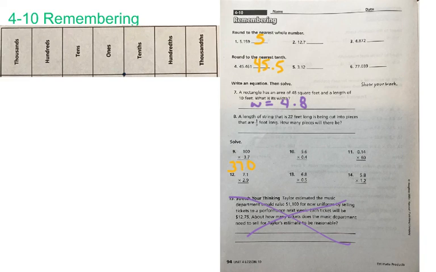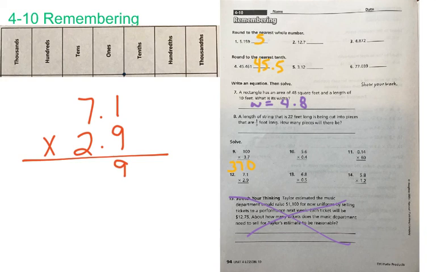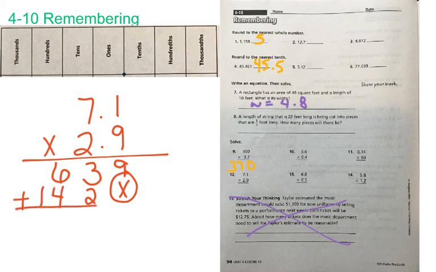Number 12, we have 7 and 1/10 times 2 and 9/10. I'm going to go ahead and ignore the decimals at first. 9 times 1 is equal to 9. 9 times 7 is equal to 63. All right, put down my placeholder. 2 times 1 is equal to 2. 2 times 7 is equal to 14. And now I can add. 9 times nothing is 9. 3 plus 2 is 5. 6 plus 4 is 10. Put down your 0, carry your 1. 1 plus 1 is 2.